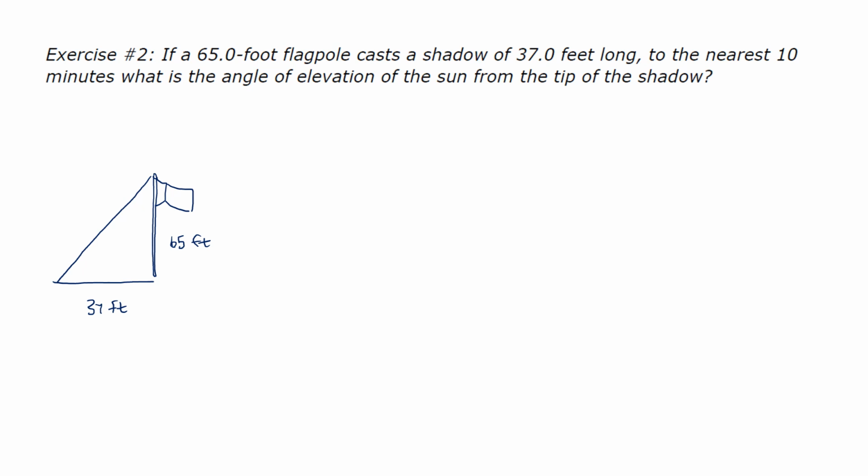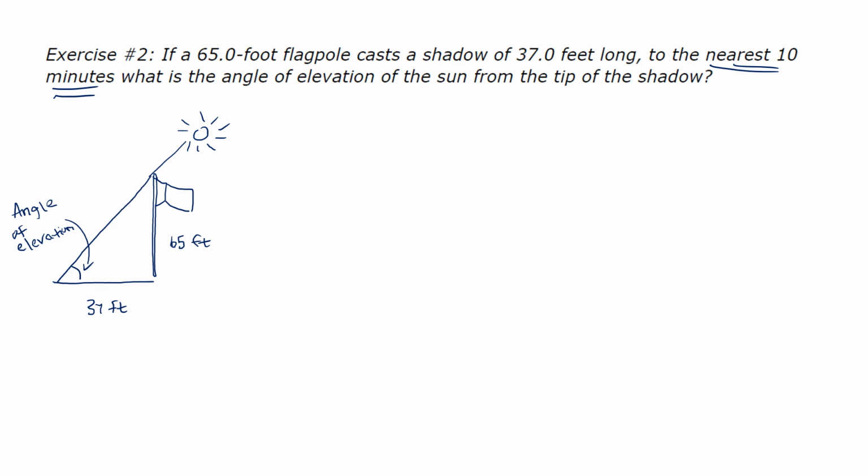To the nearest 10 minutes, so we'll just need to make sure that we round to the nearest 10 minutes. What is the elevation of the sun from the tip of the shadow? So the sun would be up here. Okay. So we want the angle of elevation. So that's what this would be. The angle of elevation, from the horizontal up.